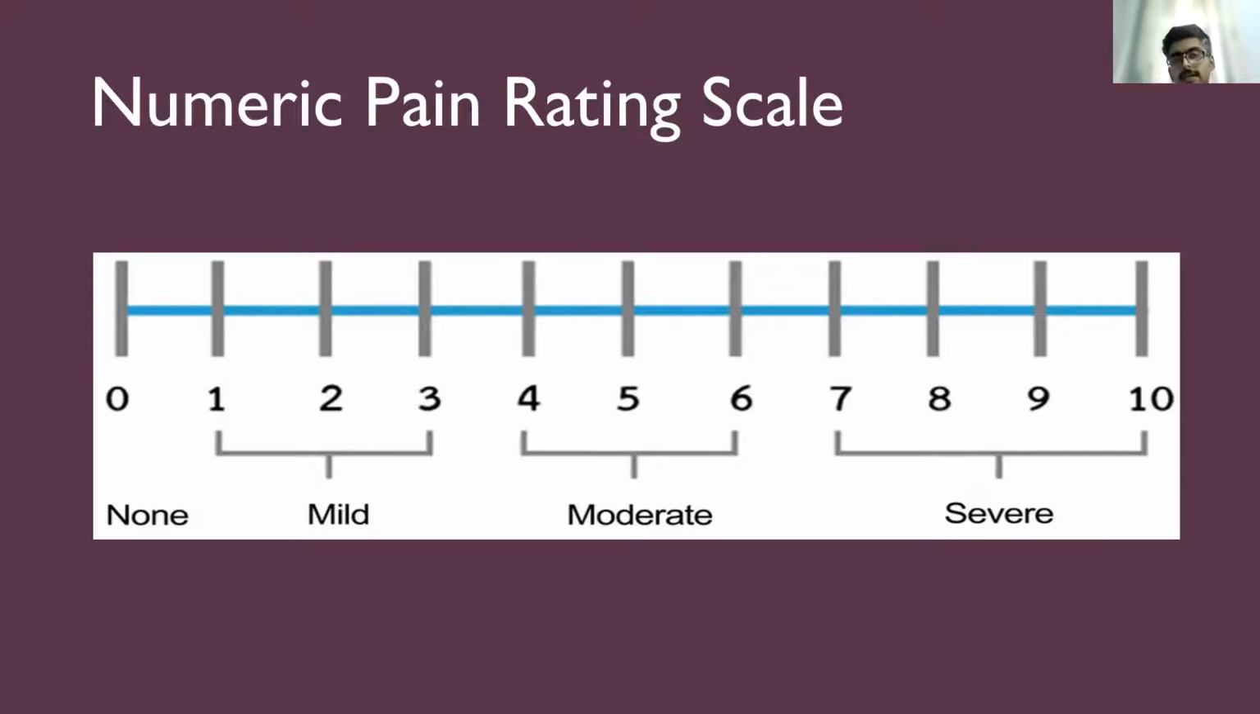All these unidimensional scales are various forms of answering this question: how severe is your pain? This is one example, the numeric pain rating scale. If a patient says that her pain is 5, it is a moderate pain. 7, 8, 9, 10 are severe pain. At each visit you can ask the patient again, and you can assess whether the pain is going up, remaining constant or going down.